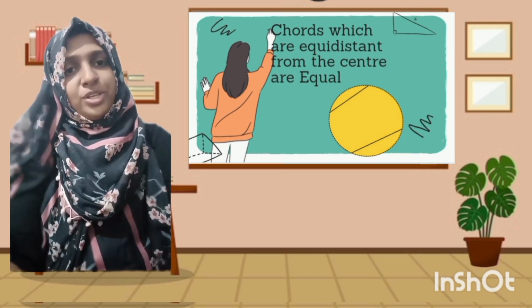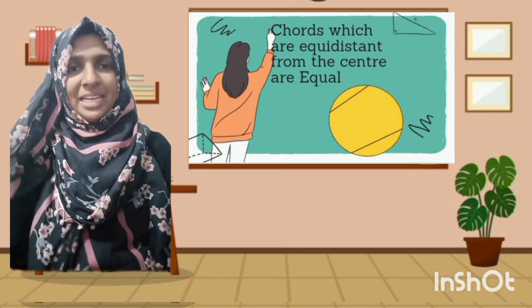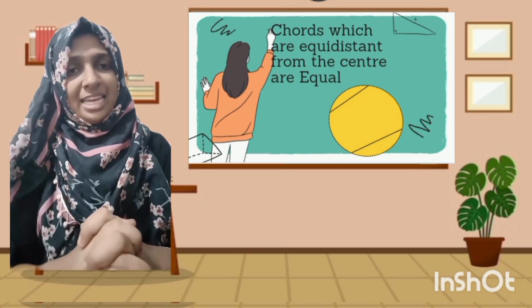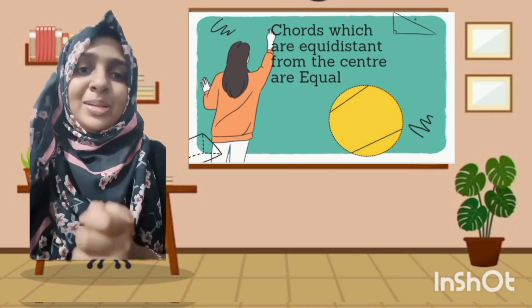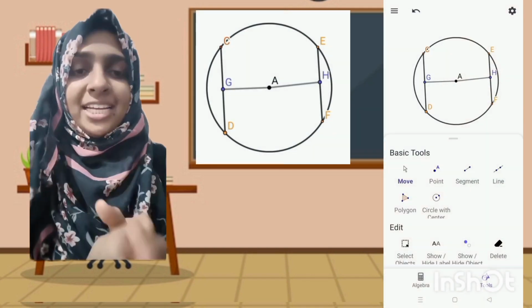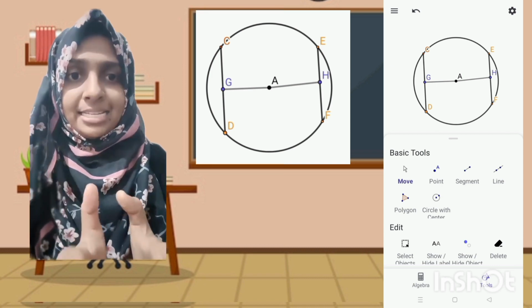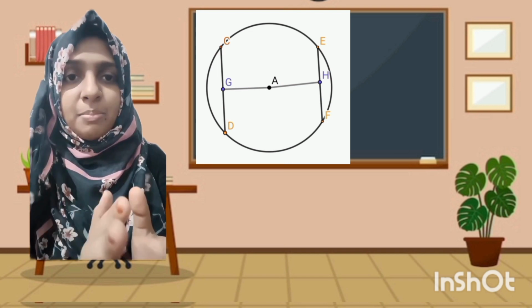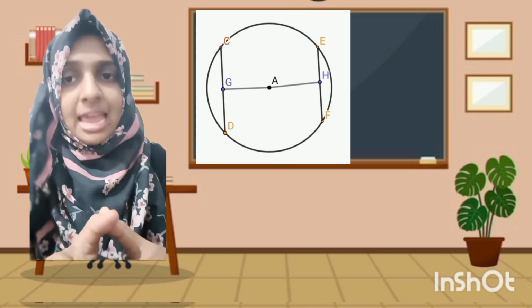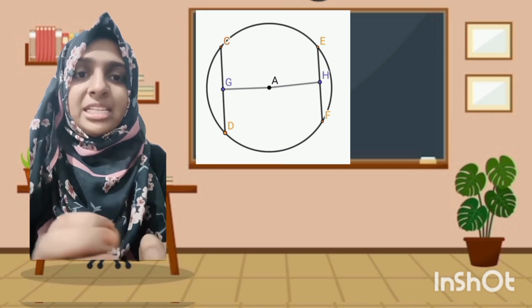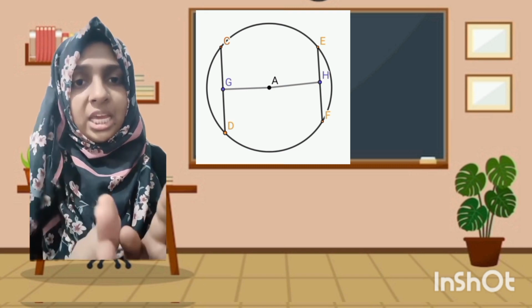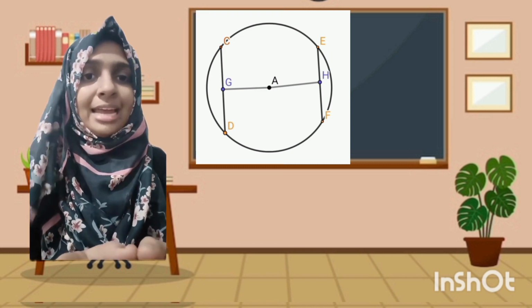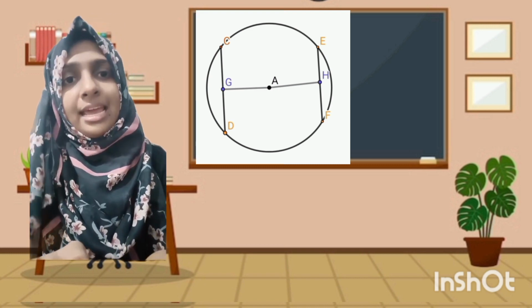Now, we are going to prove the converse part of the theorem, that is, chords which are equidistant from the center are equal. So let's see how the proof goes. Okay, for that, we have to construct a circle with the center A and let the two chords which are equidistant from the center be named CD and EF. Okay, so it is mentioned that these two chords are equidistant from the center. So let that distance be denoted as AG and AH.